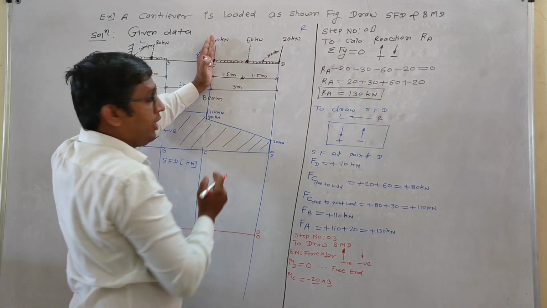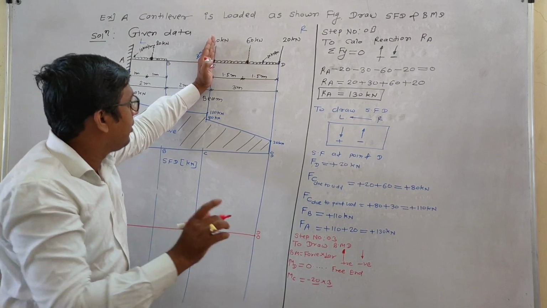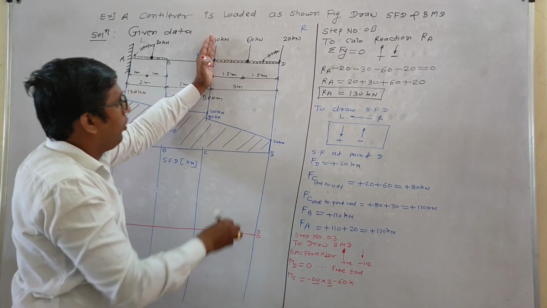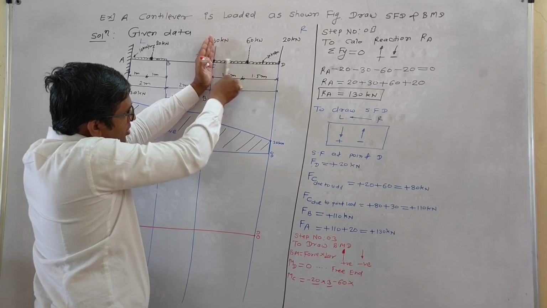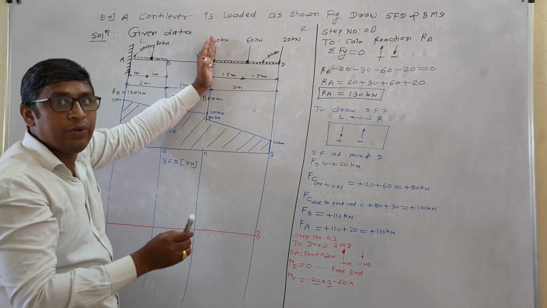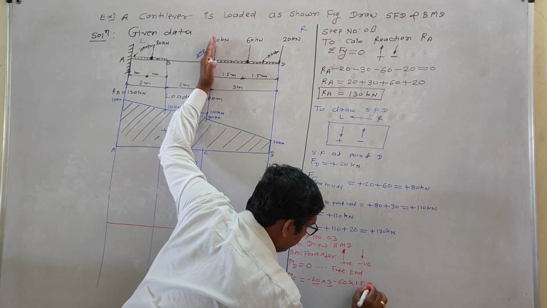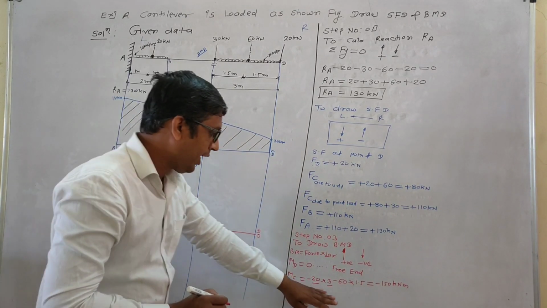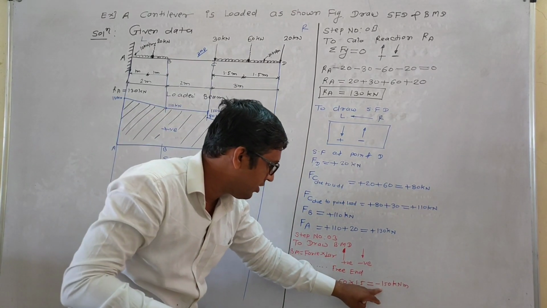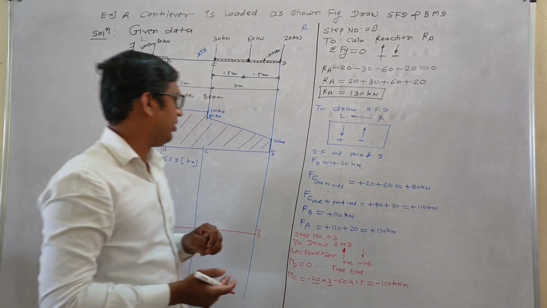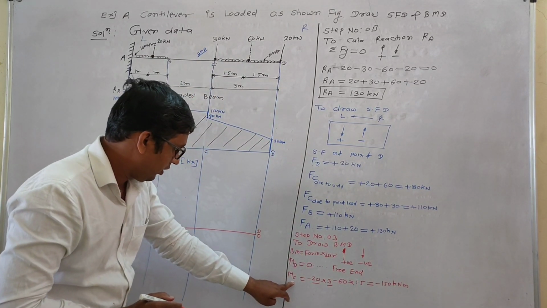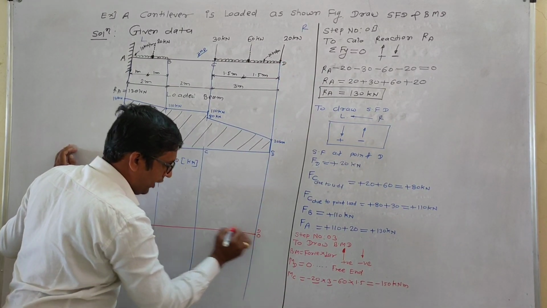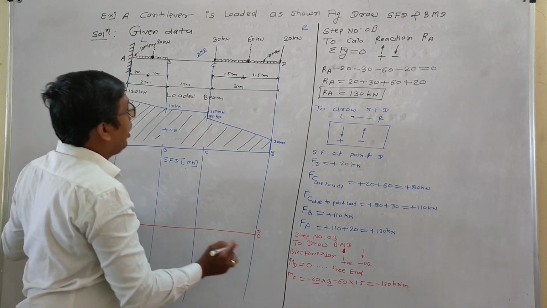Okay, the next point load is what? 60. This again goes downward. Minus 60 into the perpendicular distance, which is how much? 1.5. Then minus 150 kilonewton meter. Do the calculations. Ultimately we got the answer minus 150 kilonewton meter. Then draw the BMD: at point D it is 0. Correct. At point C, next.